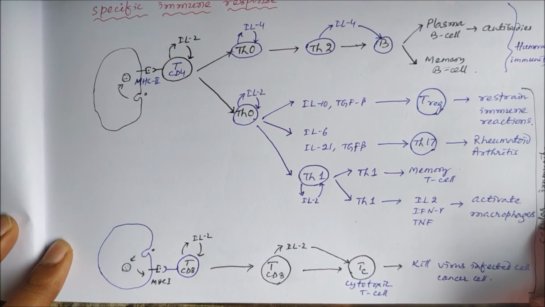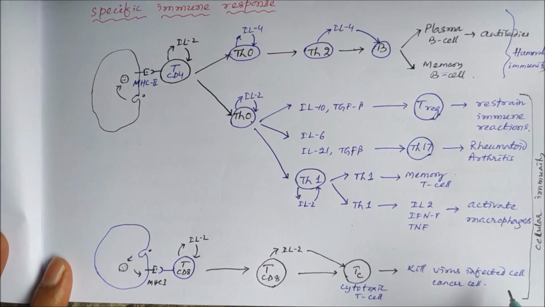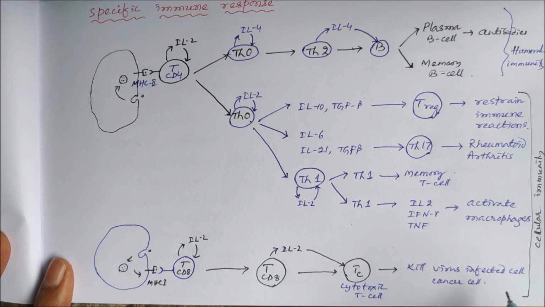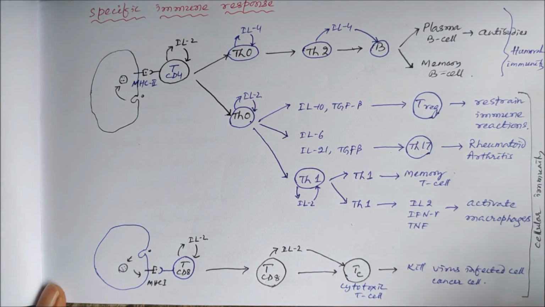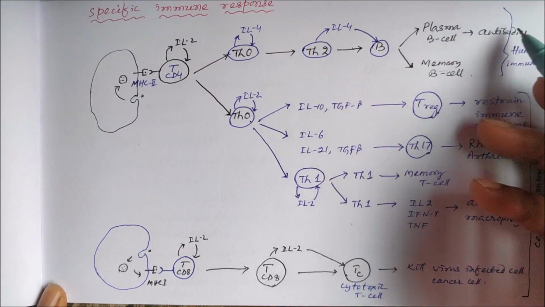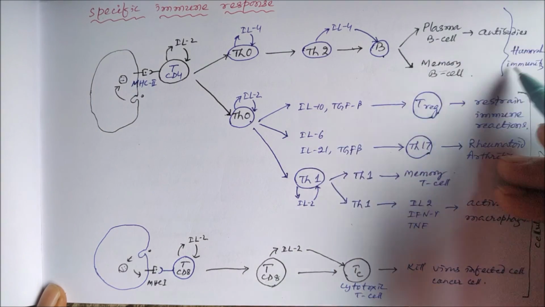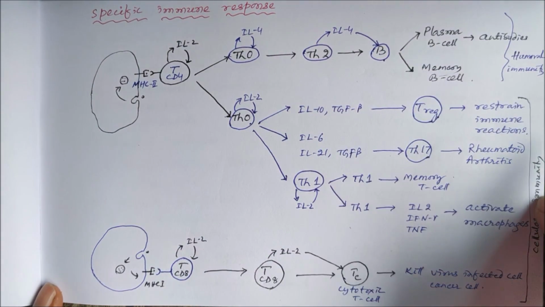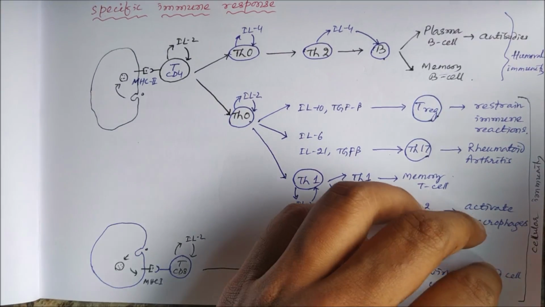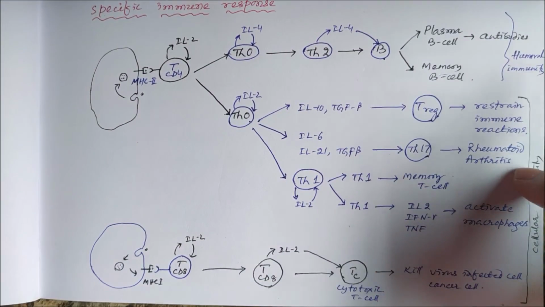and these cytotoxic T cells will kill the virus infected cells, kill the cancer cells. So all these provide us the cellular immunity, and antibodies through B lymphocytes provide us the humoral immunity. So this is all about specific immune response. Thank you.